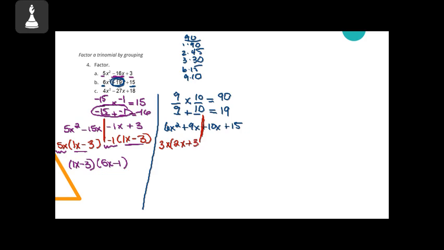So if I'm thinking about this, 10 and 15 are both divisible by 5. So let's double check. 5 times 2 is 10. 5 times 3 is 15. I did it correct. So then my first answer is this parentheses piece, the 2x plus 3, what they have in common. And the second half of my answer is what's left over, 3x plus 5.